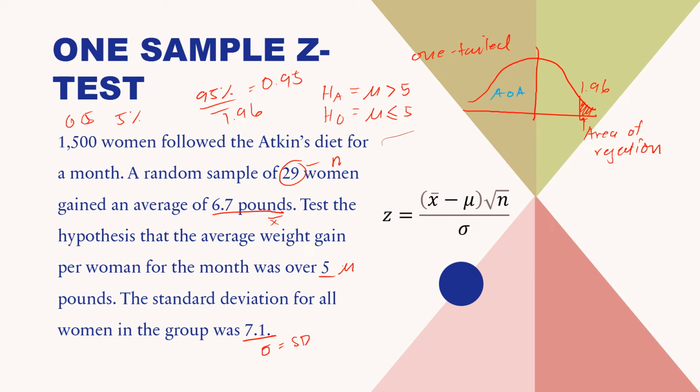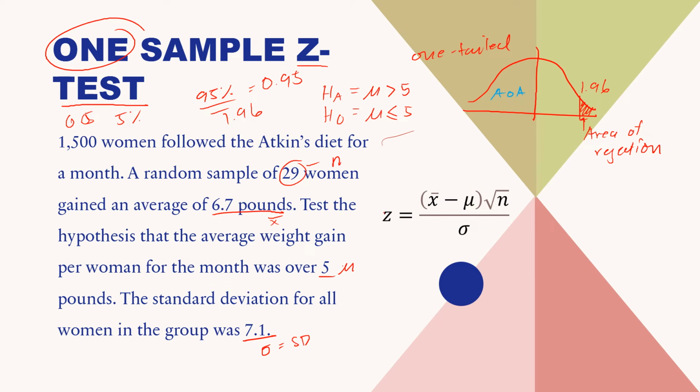Okay. So that we have all the formalities out of the way, all we have to do is identify the test that we're going to use. In this case, we only have one group of samples. So one sample, Z test. And the formula is as follows.